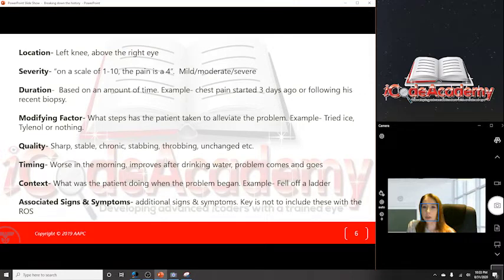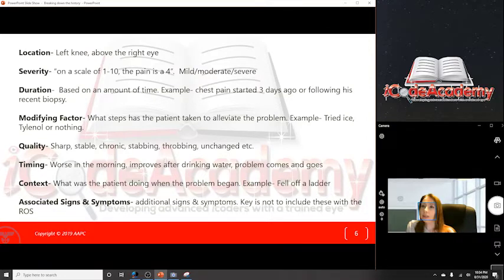The next one is going to be duration. This is going to be based on a specific amount of time. So for example, that patient that had chest pain, maybe the chest pain started 3 days ago, or there may be a discharge from a recent biopsy, and following that biopsy, that's going to be the duration of that new symptom.